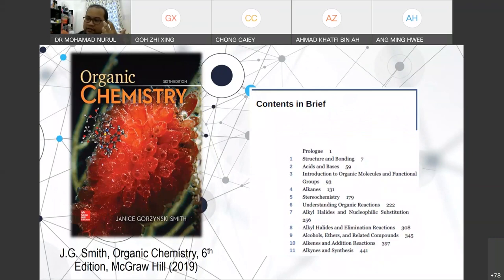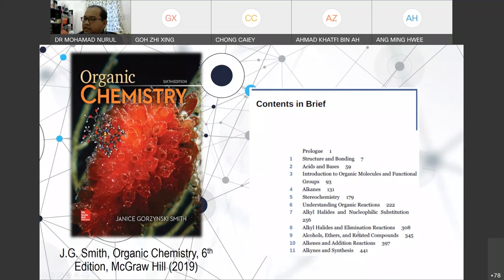roughly, we have 14 weeks, and we take around one week per chapter. Okay. For the first week, we will cover structure and bondings. Next week, acids and bases. The third one, introduction to organic compounds and functional groups. It's quite easy. You know how to draw alcohol. For example, if I say ketones, aldehydes, you know about those. Alkenes, chapter number 4. Number 5 is stereochemistry. 6, understanding organic reactions. 7, alkyl halides and nucleophilic substitutions.